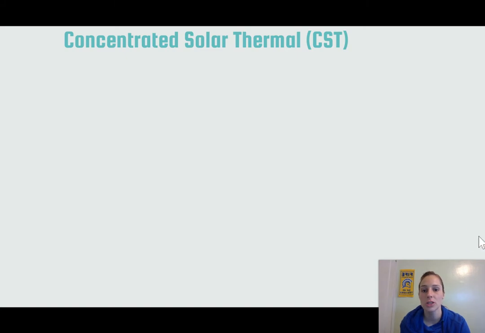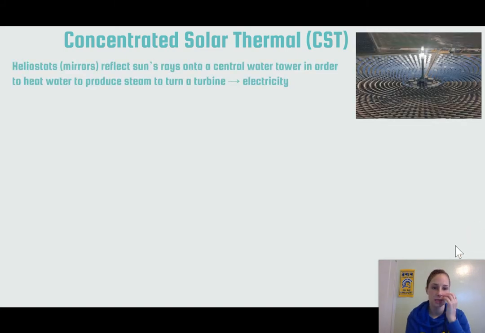So now we'll talk about concentrated solar thermal, CSTs. This is a way where we could, instead of having solar panels on everybody's house, use a different method. This is where you're going to use heliostats, which are basically big mirrors. They're going to reflect the sun's rays into a central water tower. This central water tower is going to heat up water in order to do this typical process we've learned about a few times, where you create steam, which is going to power a turbine, which is going to power a generator, which is going to produce electricity. Hopefully by now you've got that system of energy production.